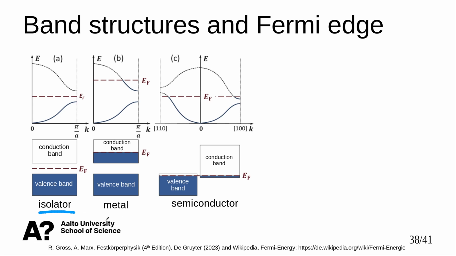Then a metal has basically a filled valence band, and the Fermi edge lies in the conduction band. So the conduction band is partially filled. For that reason, we have a conductivity, and we get a metal. And for the insulator, sorry, our Fermi edge lies in between the valence band and the conduction band.